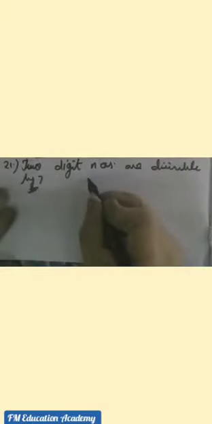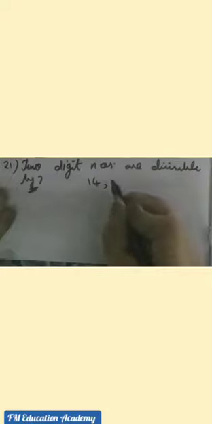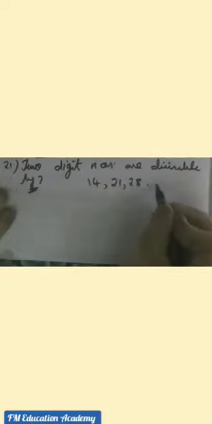So what is the first 2-digit number which is divisible by 7? We have 7 ones are 7, but 7 is a single digit number. But 7 twos are 14, a 2-digit number. 7 threes are 21, 7 fours are 28. Similarly, if you observe here, 100 is not divisible by 7, which is a 3-digit number.